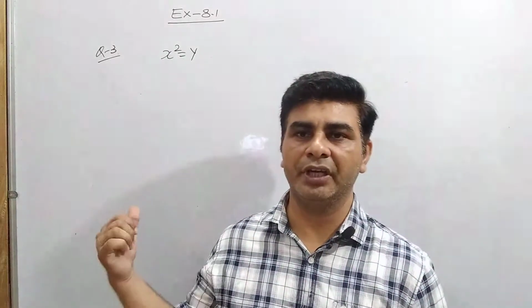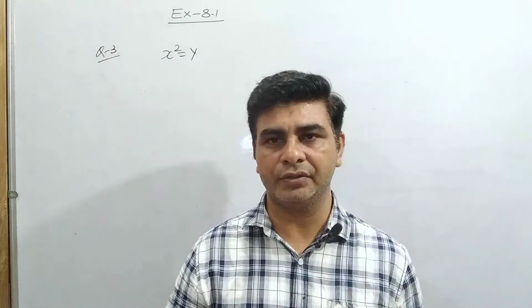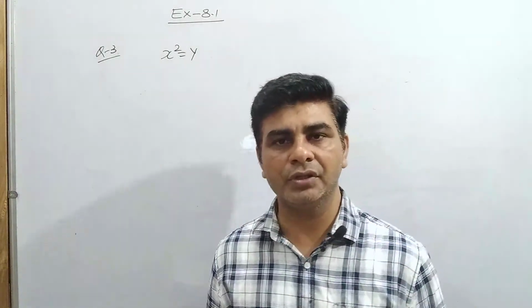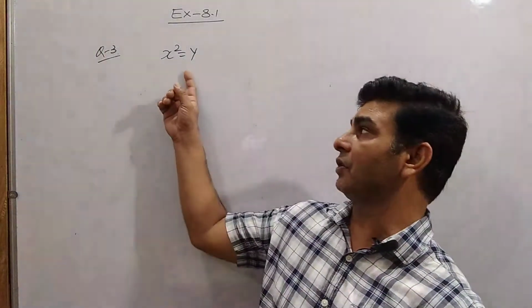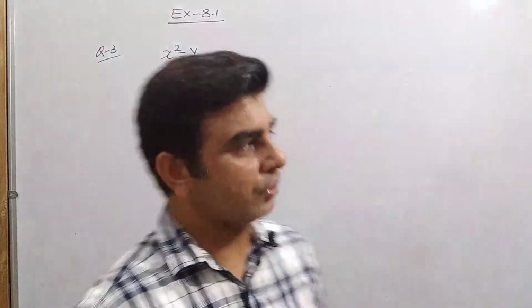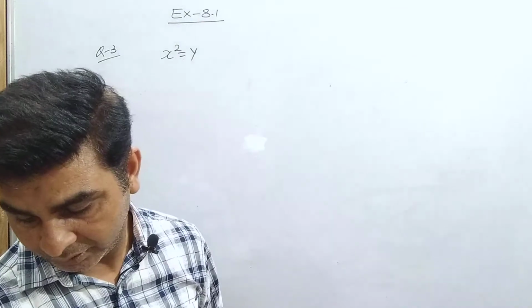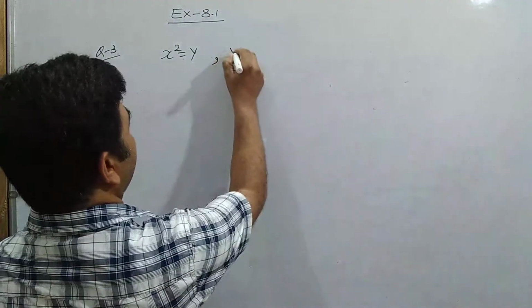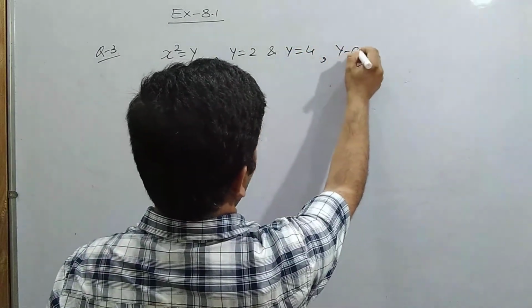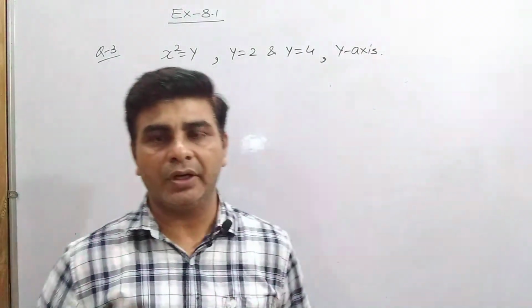Like in the first question we did, y square was there, so it means surely this is along the x-axis. If x square is given to you, then no doubt this is along the y-axis, and if the positive sign is there, this is upward. If the negative sign is there, this is downward. So this is an upward parabola, and the given equations of lines are y is equal to 2 and y is equal to 4. Also the y-axis is given to you, and it is specifically mentioned that this should all be in the first quadrant.